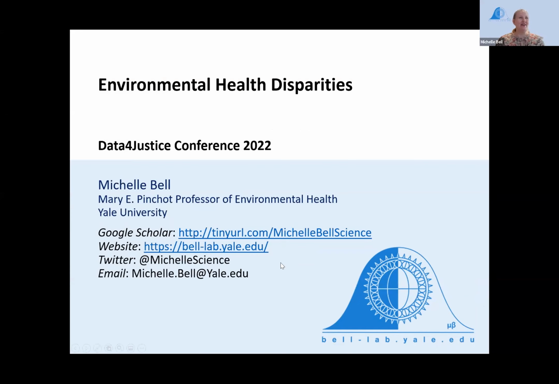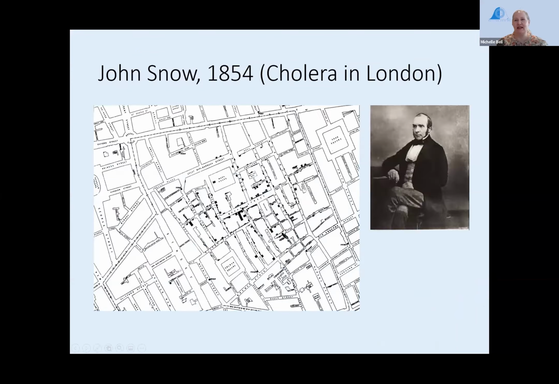So I want to talk about environmental health disparities. And by this, I mean, of course, the fact that some individuals and communities have a disproportionate health burden from environmental conditions than others, and talk about how data science can help elucidate some of these environmental health disparities.